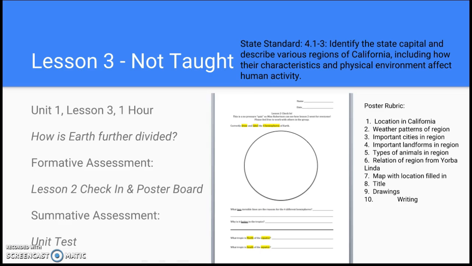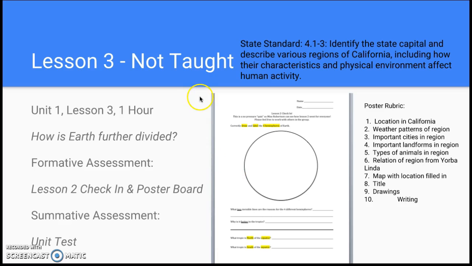So this is lesson 3. I did not teach this lesson, but I just wanted to go over the assessments that I used in lesson 3. So I again did a formative assessment in regards to what students learned in lesson 2. They would have to draw and label the hemispheres, just name the hemispheres, talk about the tropics, and again I highlighted and underlined important words within the questions.